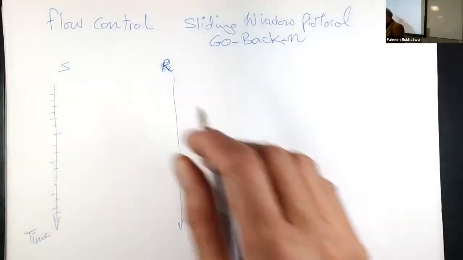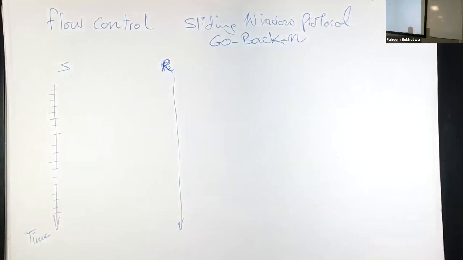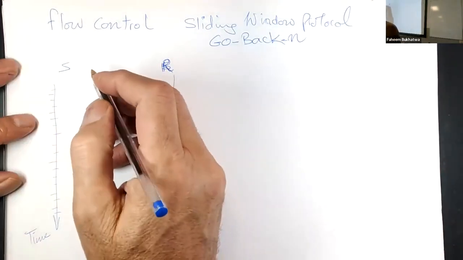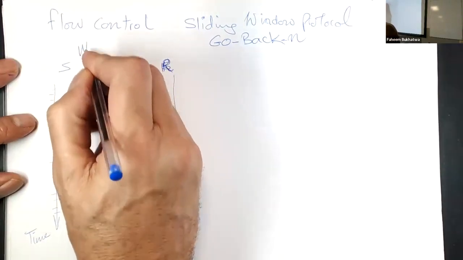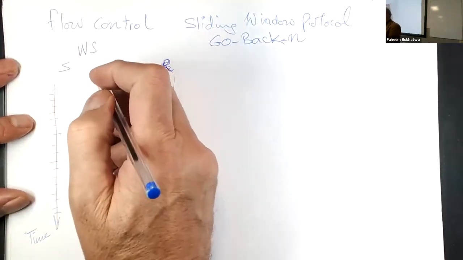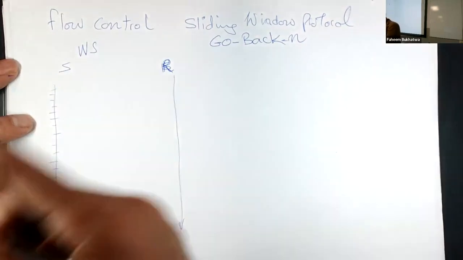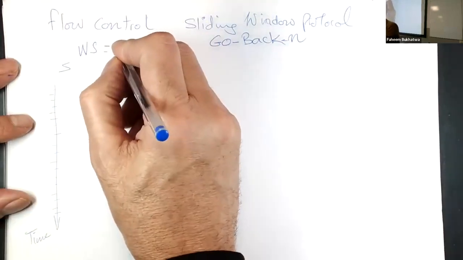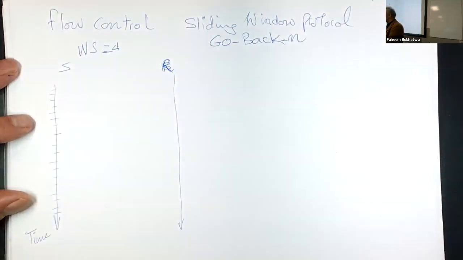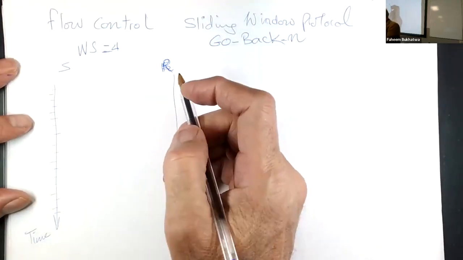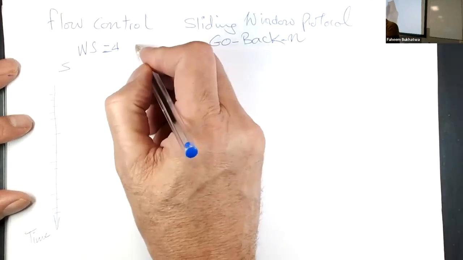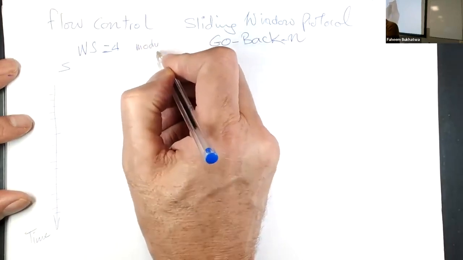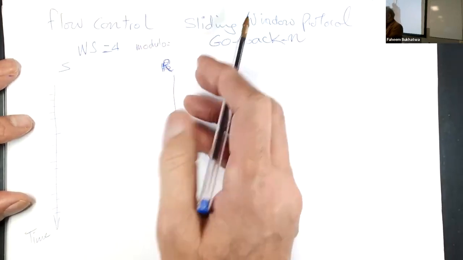In order to send and receive, the sender and the receiver must agree on 2 things. Anybody remember what these 2 things are? Any ideas? We must agree on a window size. Let's say 4, for example. Okay, 4 will do. And let's agree on something else called the modulo. What modulo are we going to be using?